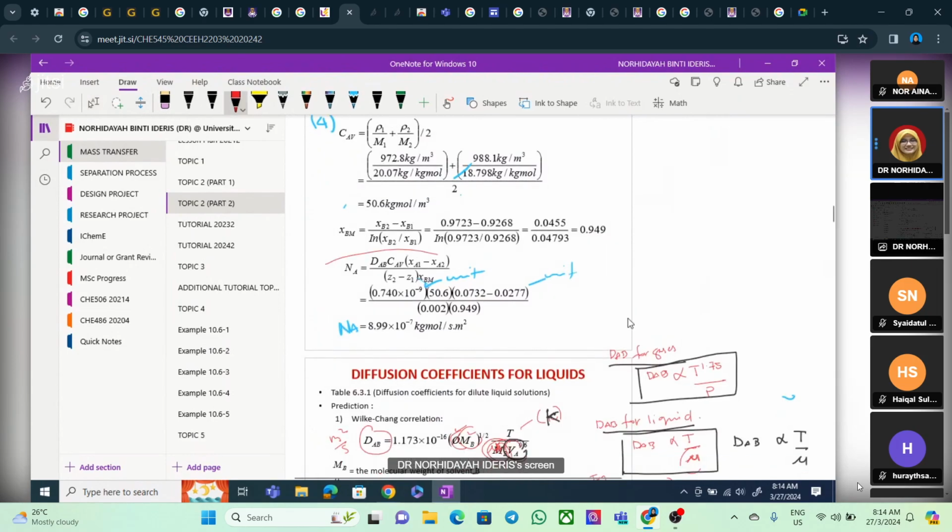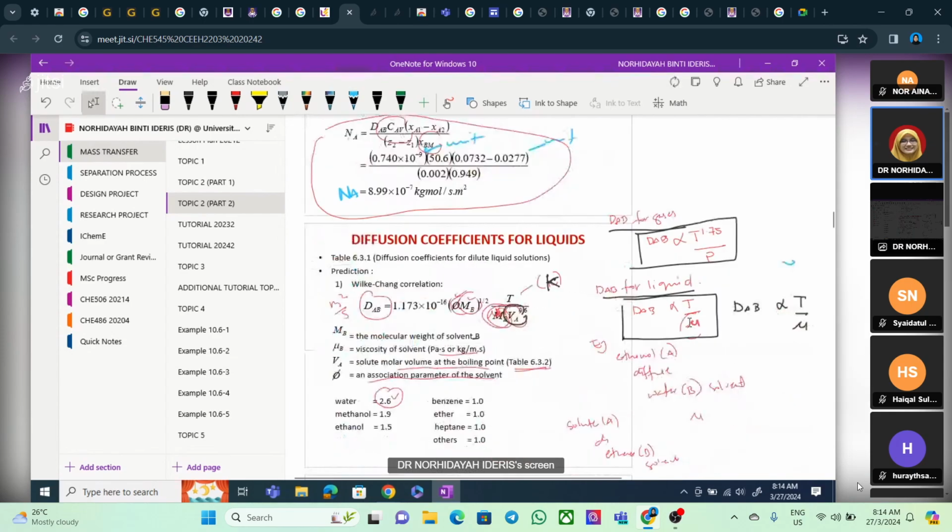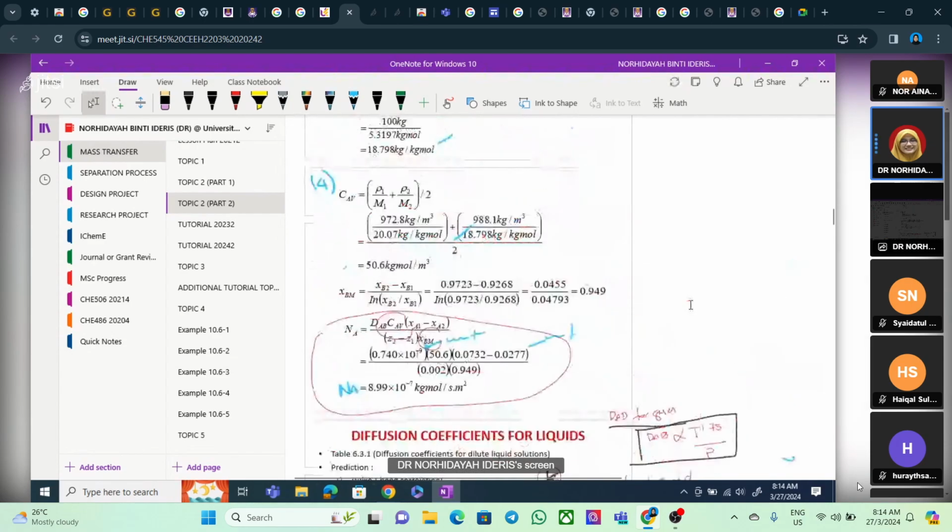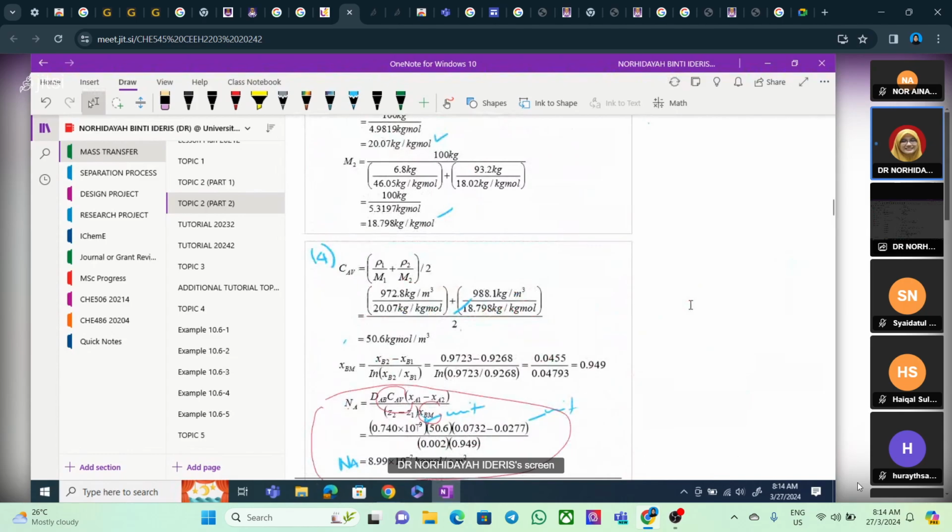This is the value that we would like to calculate. But in order for us to solve for this NA, then you need to calculate the CAV and the SPM here. Usually the values of DAB, delta Z, and SA1, SA2 are given. Okay, SA1, SA2 ni pun kena kira lah daripada maklumat yang diberi. Okay, itu yang pertama untuk molecular diffusion in liquid.